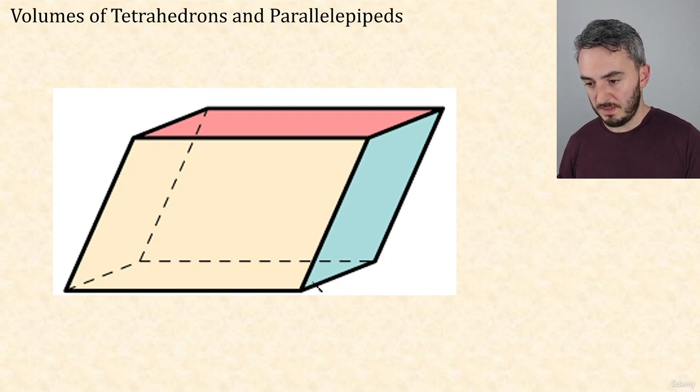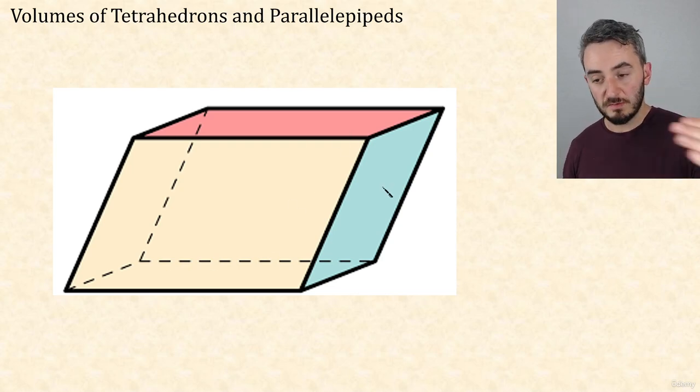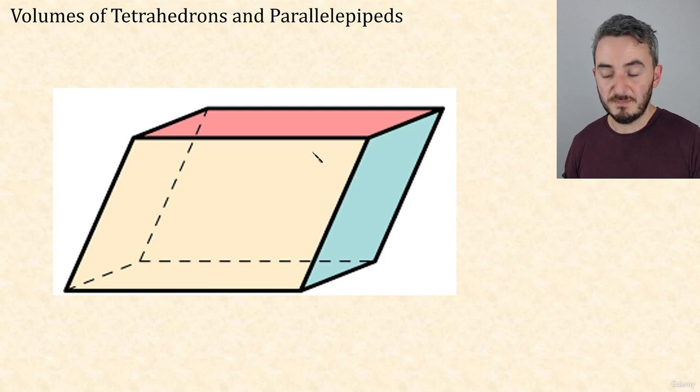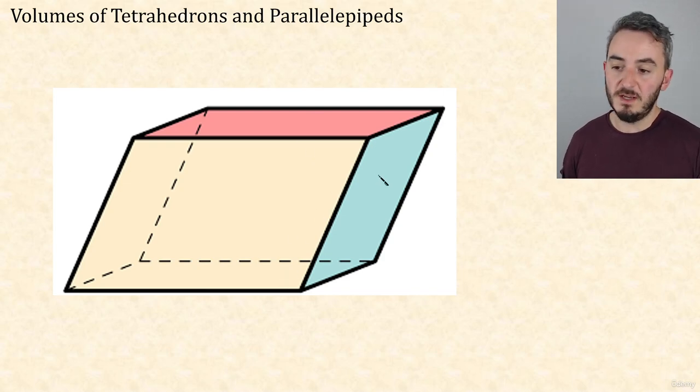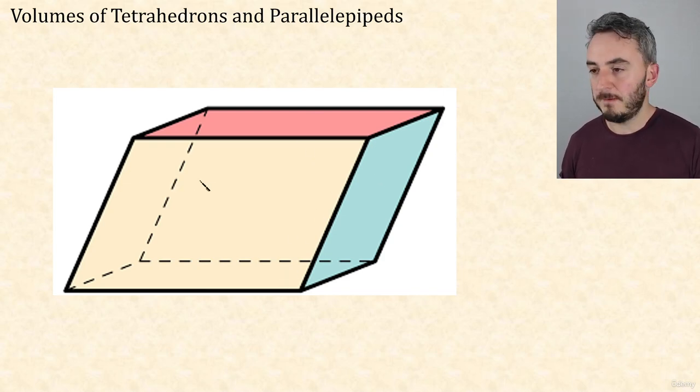So this face here is parallel to this. This top one is parallel to the bottom, and the front face parallel to the back. And they're all the same. So the front is the same piece as the back, the top is the same as the bottom, the left is the same as the right, that sort of thing.